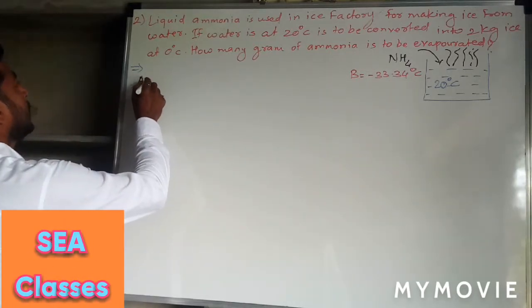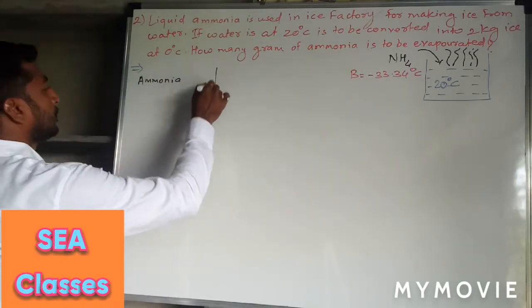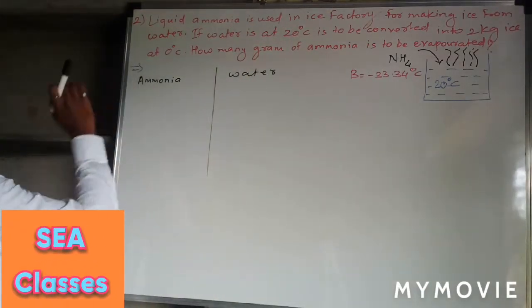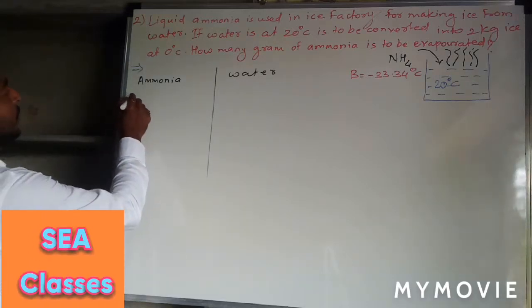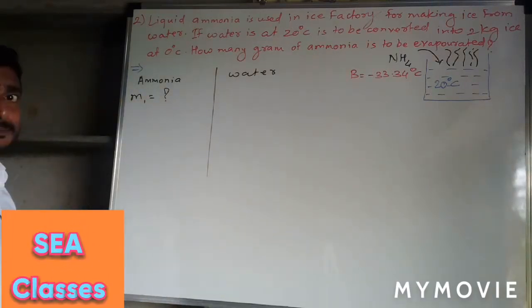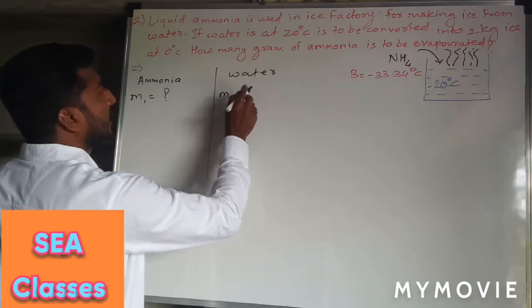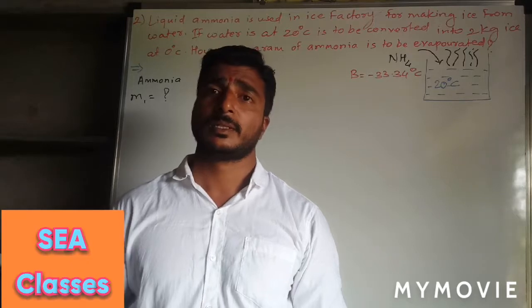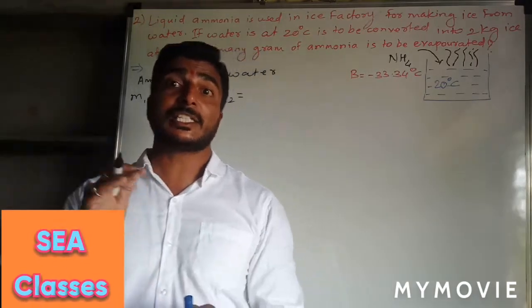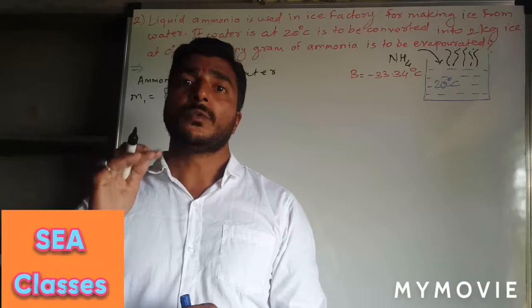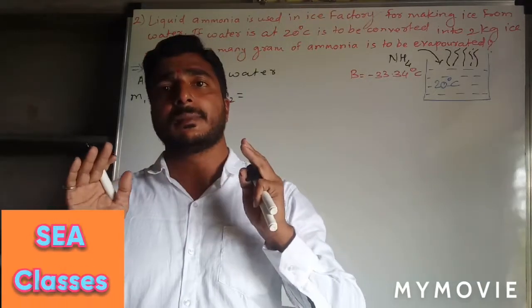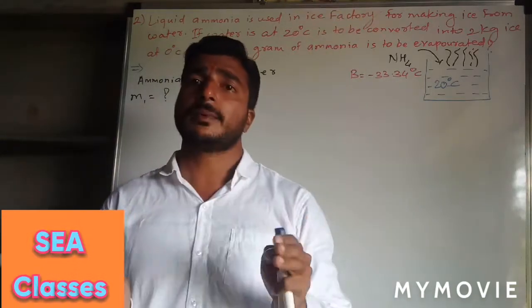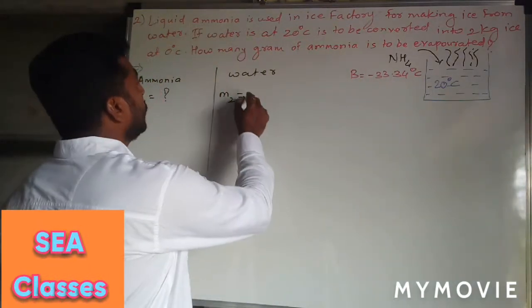Now here we have the scenario: ammonia and water. In the scenario of ammonia, the mass of ammonia is not given, so take a question mark. The mass of the water is not given, but the mass of ice is given, that is 2 kg of ice is formed. I will tell you that when the state changes, the weight of both the states will remain constant. If there is ice of 2 kg, definitely the water will also have the same weight, that will be 2 kg.